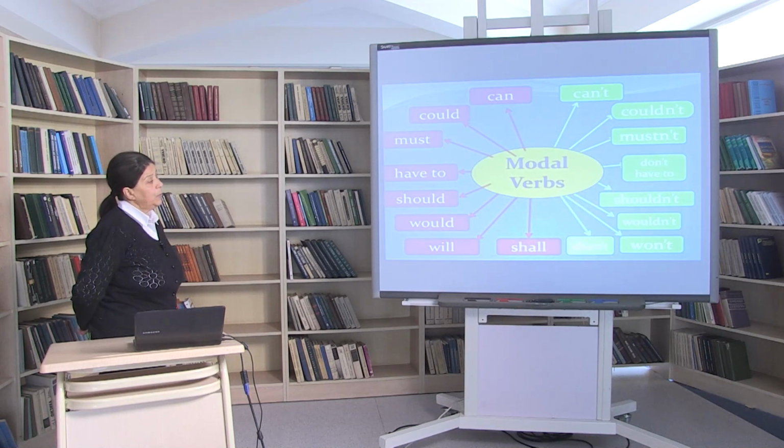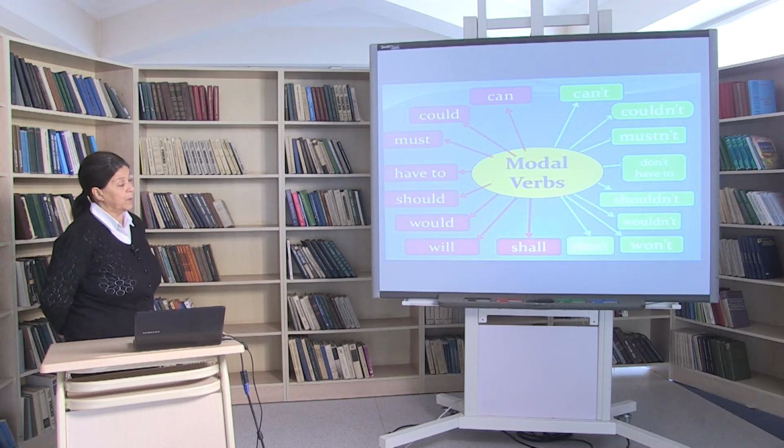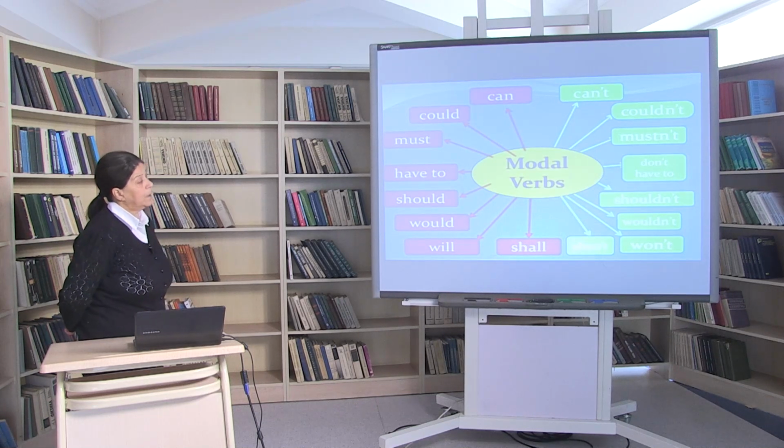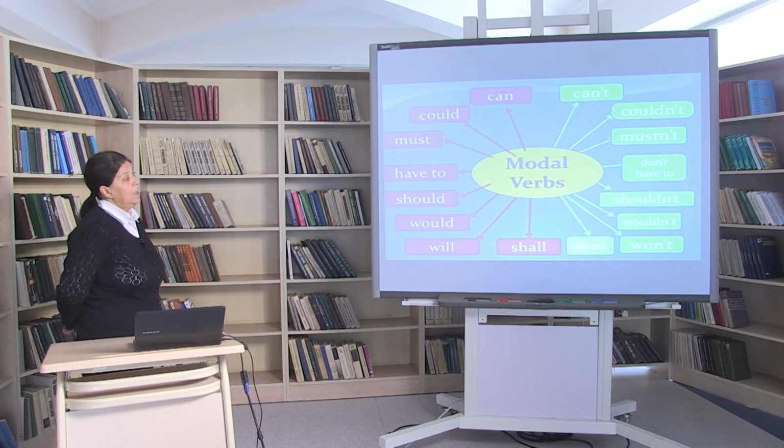And sometimes could is used for uncertainty. For example, imagine that there is a knock at the door and I didn't have any chance to open the door and I say to myself, it could be my friend. Here, could means uncertainty.